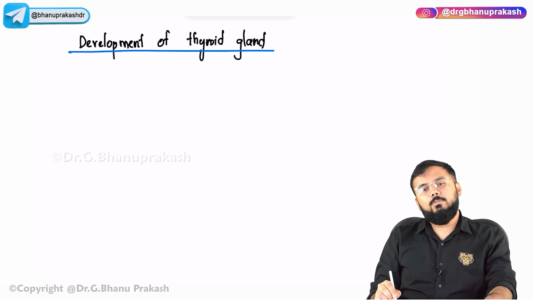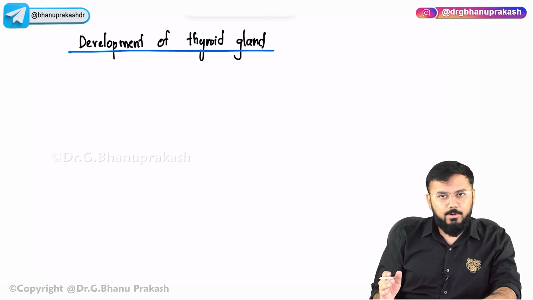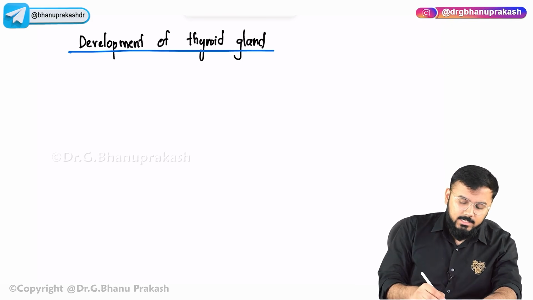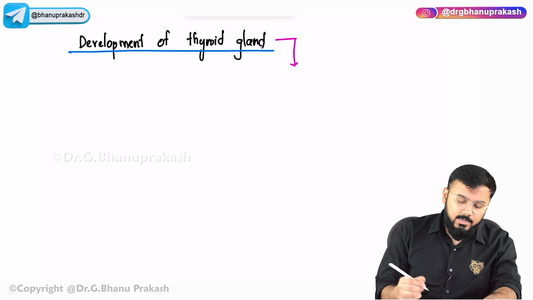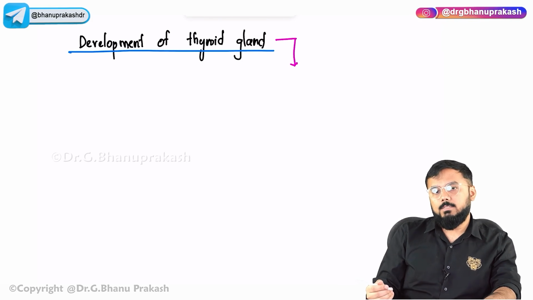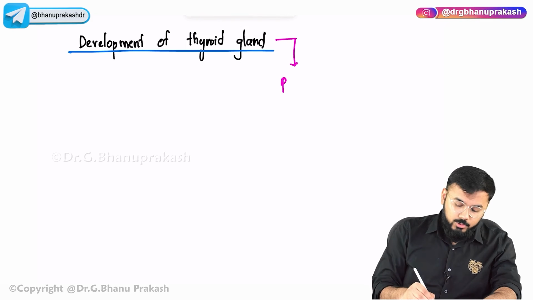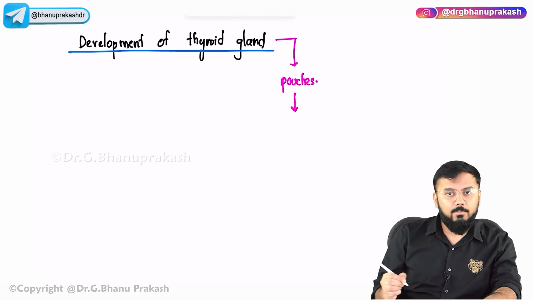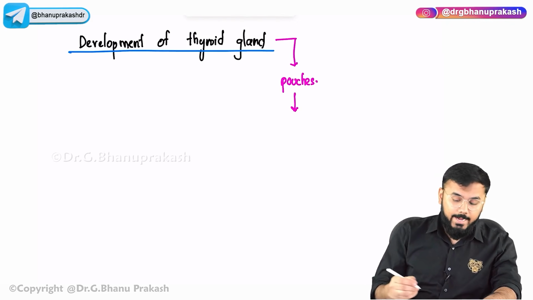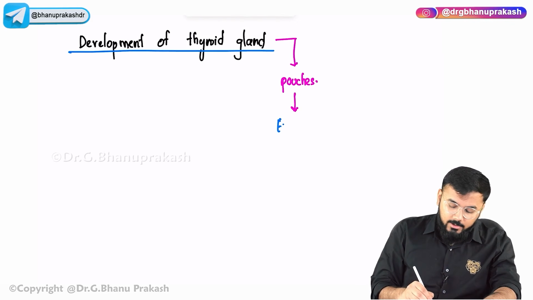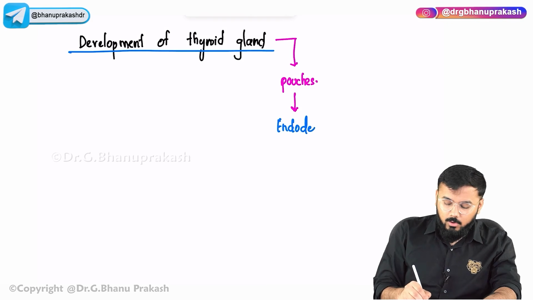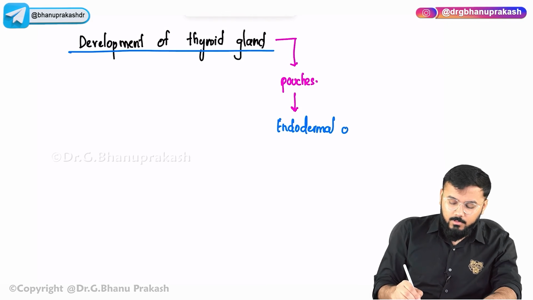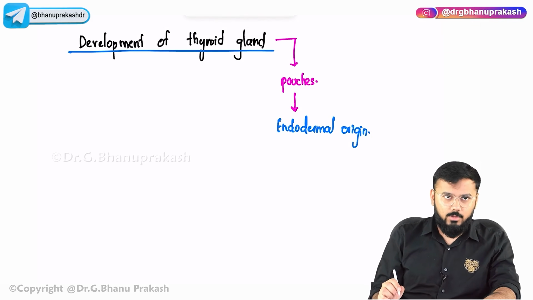Now regarding the development of the thyroid gland, once you understood the development of the tongue, the development of the thyroid gland is easy. Remember one thing, the thyroid gland is developed from the pouches. All of you know that the pouches are lined by endoderm. So that is why the thyroid gland is of endodermal origin.